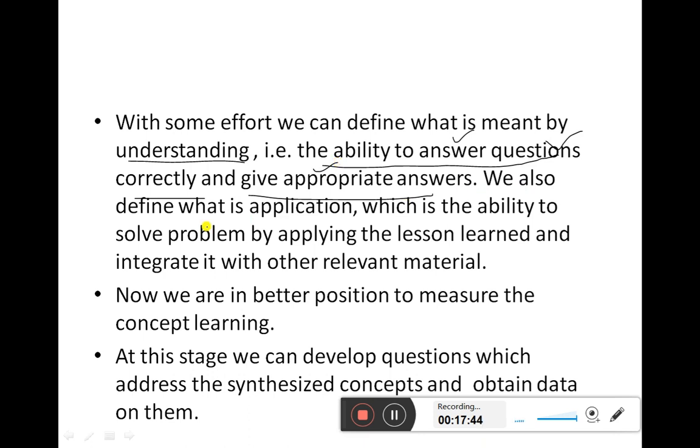Now we also define what is application. A practicality I would like to divide clearly into further elements, which is the ability to solve the problem by applying the lesson.